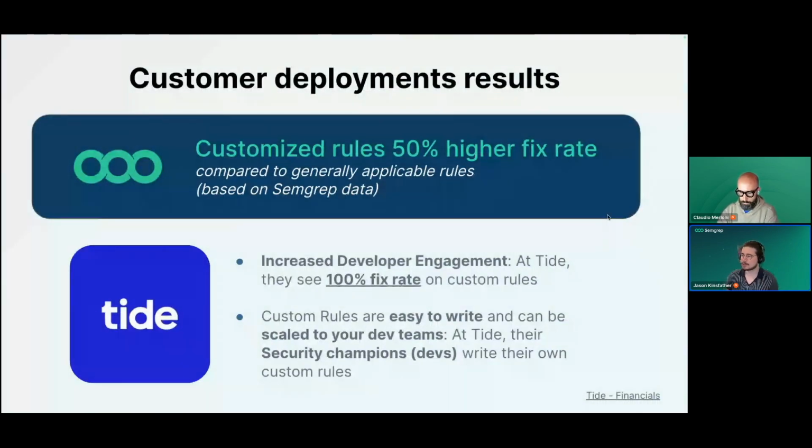And the research has shown in our own customer base that people who write custom rules, who tailor them to the applications and code bases at their own organizations, have up to a 50% higher fix rate for those rules than just the ones out of the box. Indeed, even at Tide, which is probably the exemplar, they see a 100% fix rate on every custom rule that they write. And the great thing about custom rules with Semgrep is that they're pretty easy to write. If you can write code, you can write a rule. And we see this get scaled not just to the security team writing rules, but also to developers as well.